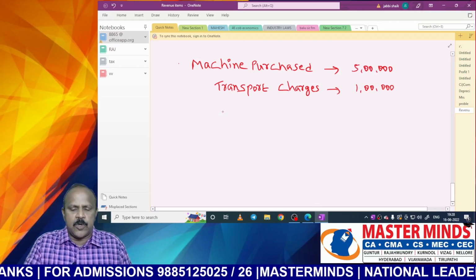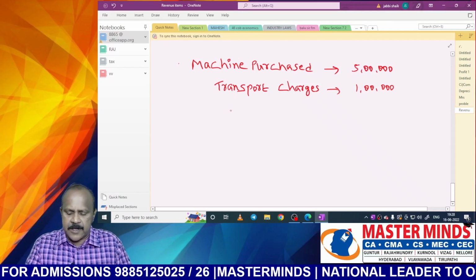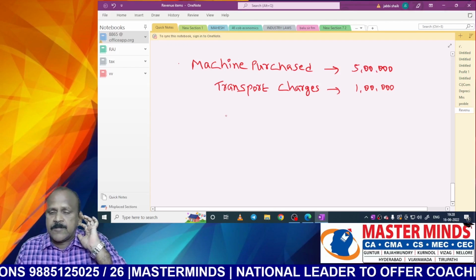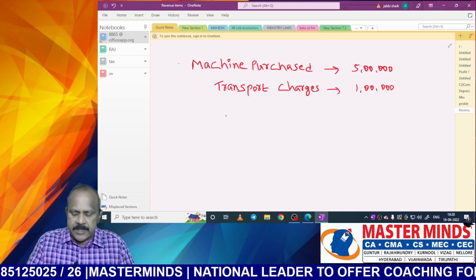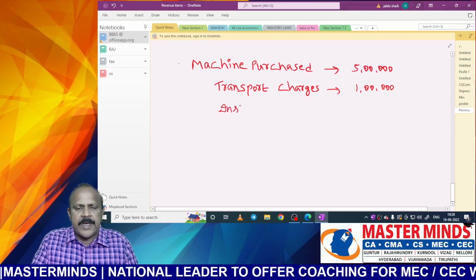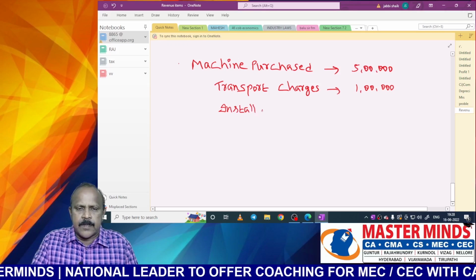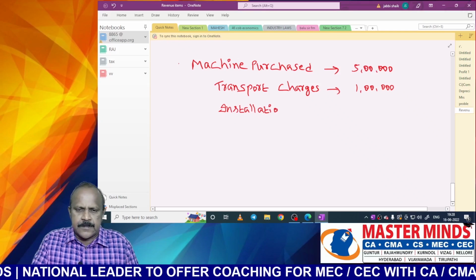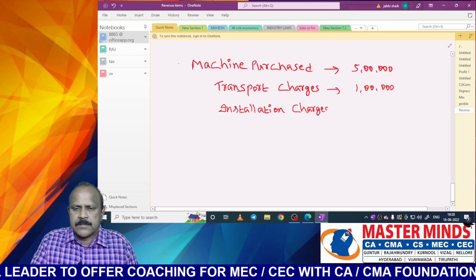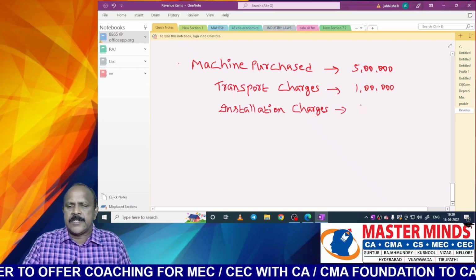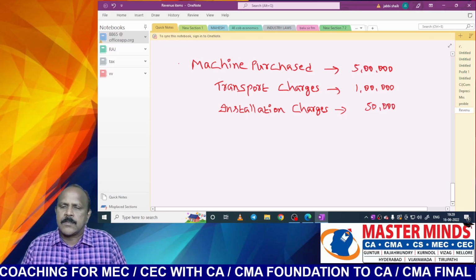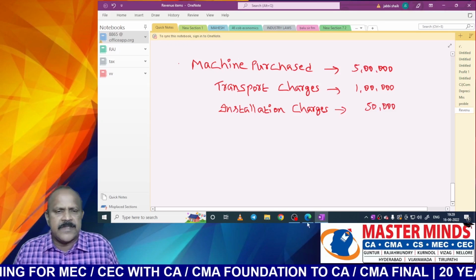After bringing the machine to our place, we should get it installed. And for installation, wages should be paid to the workers, and charges to be paid to the technicians. All those are called installation charges or erection charges. Let it be 50,000. Students, let us classify all these three.